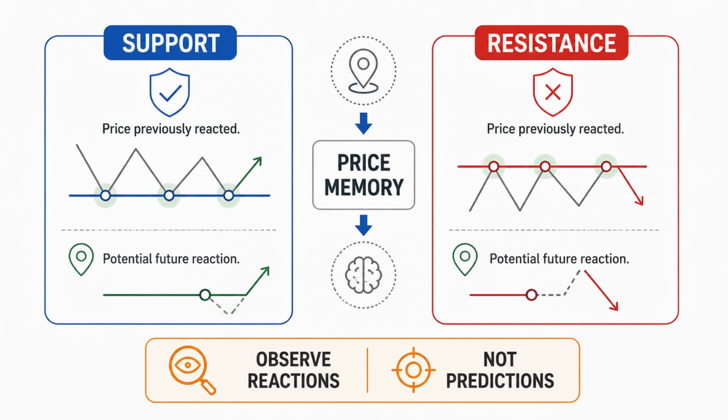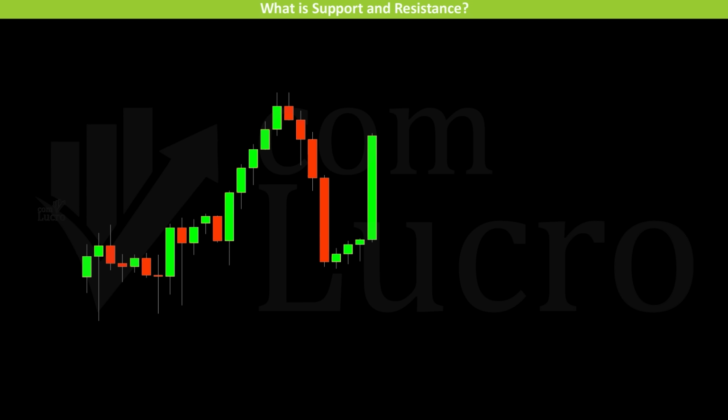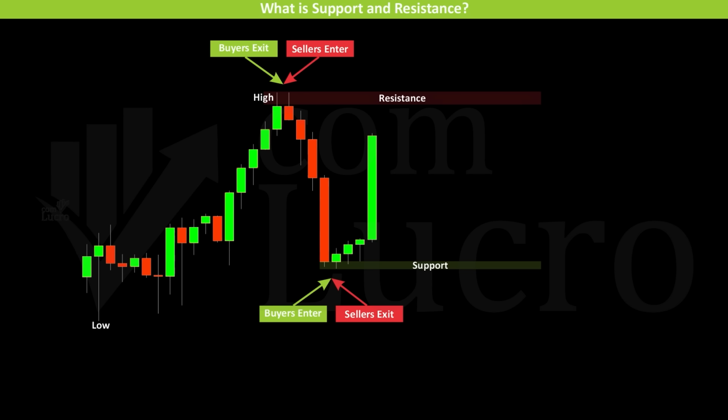Let's start with the basics, understanding support and resistance. Support and resistance are zones where the price has reacted previously and may react again in the future. On the chart, you can see the price pushing up, hitting a certain area, and reversing. This area is known as resistance, indicating that sellers have initiated short positions while buyers have closed their long positions, causing the price to reverse.